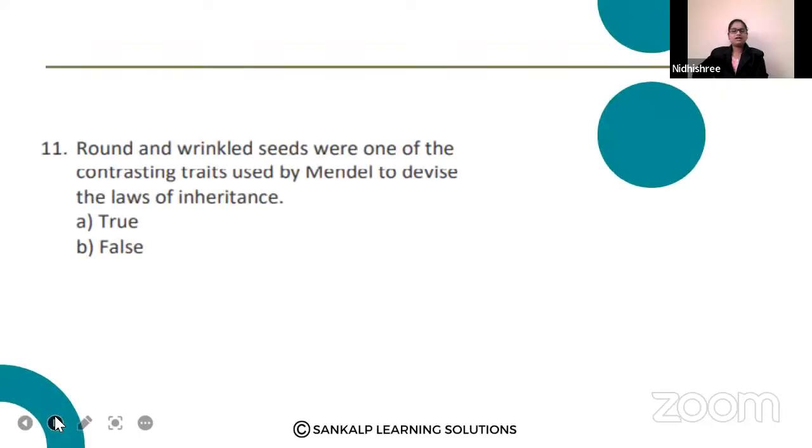Then 11th question. Round and wrinkled seeds were one of the contrasting traits used by Mendel to devise the laws of inheritance. Option A, true. Option B, false. True, ma'am.